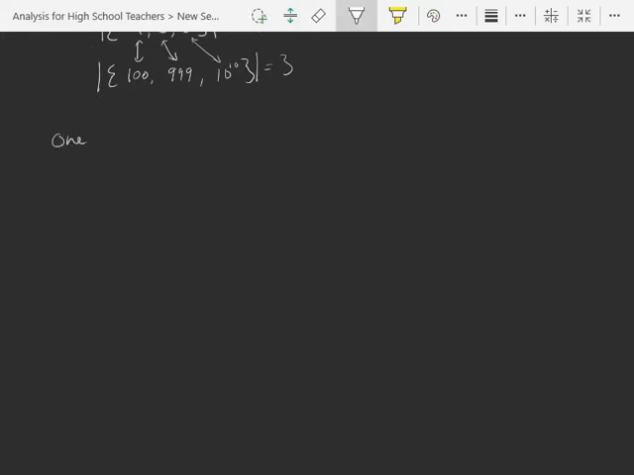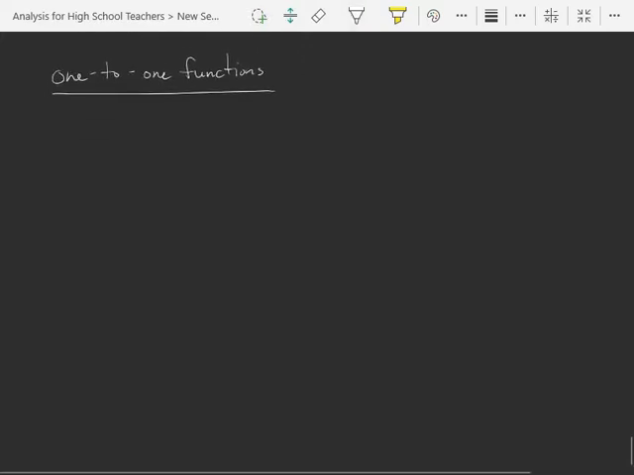So, one-to-one functions. If you remember back from teaching algebra or from taking your algebra course, a one-to-one function is a function that if 2 outputs are the same, they had to have come from the same input, right? So different outputs come from different inputs. Different inputs give you different outputs. That's sort of how we state these things in real language.